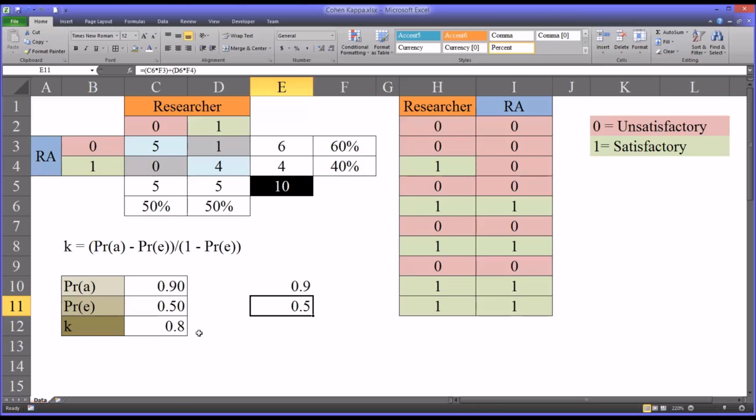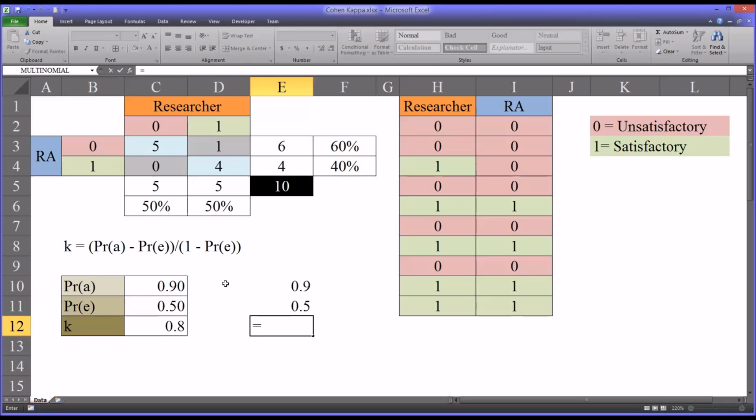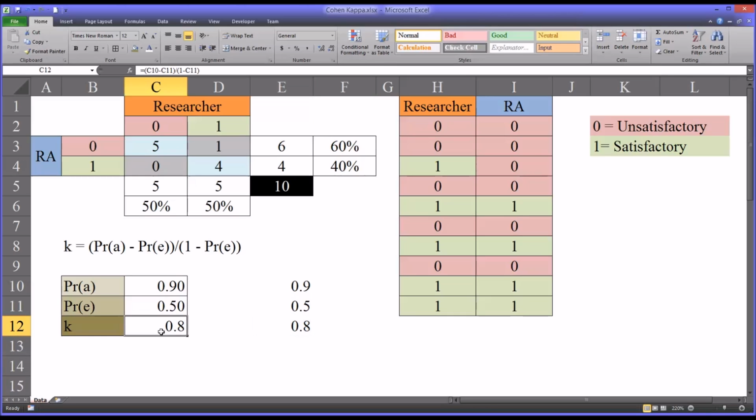Then we can calculate the value for kappa, and we'll just follow the formula here. So the equal sign, open parentheses, and in this case it will be the 0.9 minus the 0.5, and that'll be divided by 1 minus the 0.5. You see that comes out to 0.8, the same value I have here as the value for kappa.